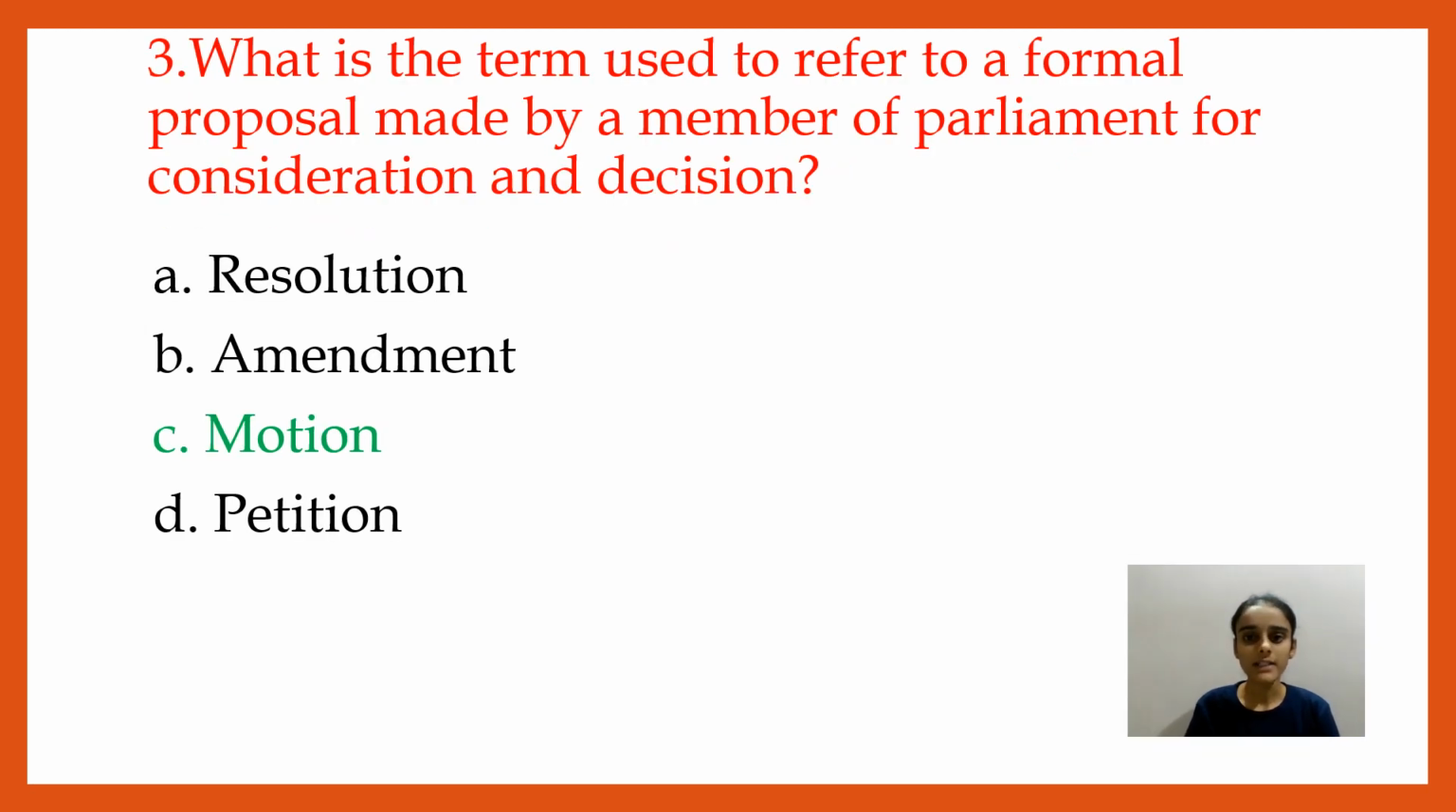Third question, what is the term used to refer to a formal proposal made by members of parliament for consideration and discussion? Option A, resolution. Option B, amendment. Option C, motion. Option D, petition. And the correct option is option C, motion.